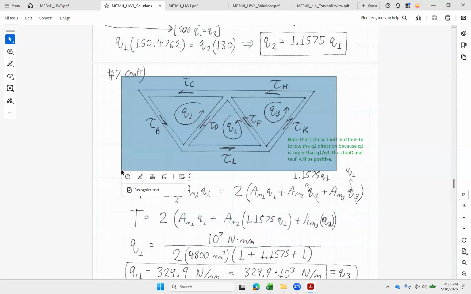Generally, when somebody doesn't give you a diagram with arrows, if they do, you just follow the arrows. But otherwise, you want to look at these two numbers. If 2 is bigger than 1 for the Q's, just point the D arrow that way. All right, and 2 is a little bit bigger than 3, so I pointed F and D in the direction of the larger one. So it just makes all the torques positive. Kind of helps you to visualize also which way the shears are flowing all the way around for those shear stress towels.